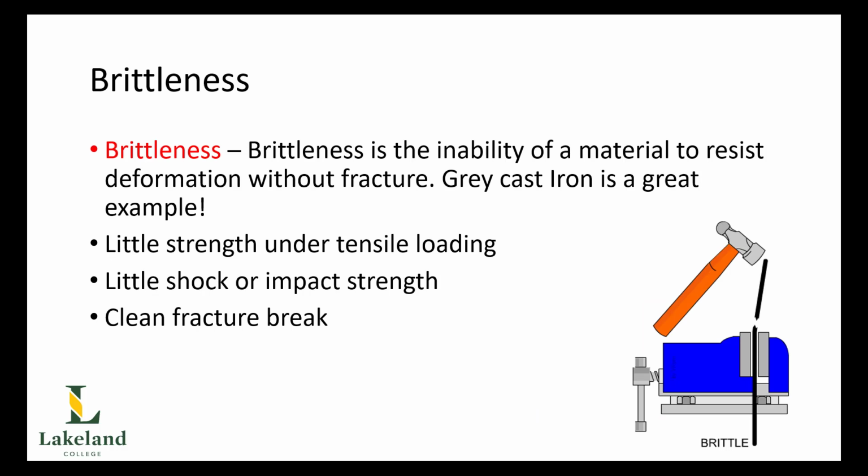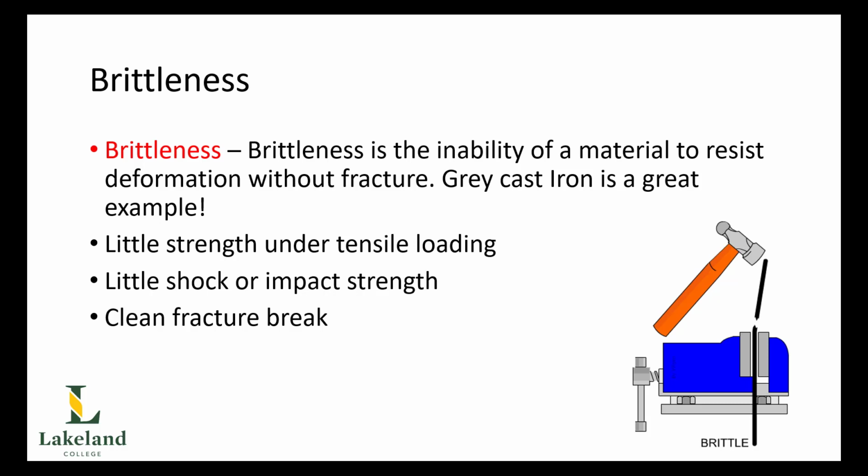Brittleness is the inability of a material to resist deformation without a fracture. So what does that mean? If you were to put a piece of brittle metal in a vise and then hit it with a hammer and it fractures, well, then it would be brittle. If you put it in the vise and hit it and it didn't fracture, well, then it wouldn't be very brittle. Now, a good example, and here's a little bit of a follow-on from chapter 6, where we only would have defined what brittleness was.